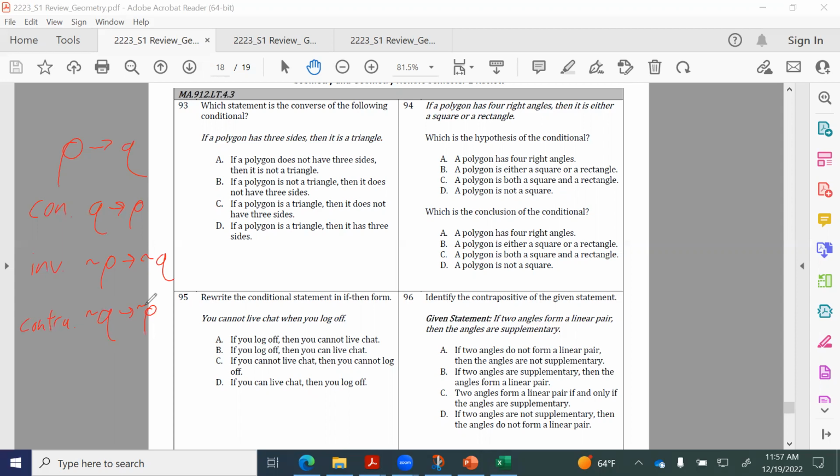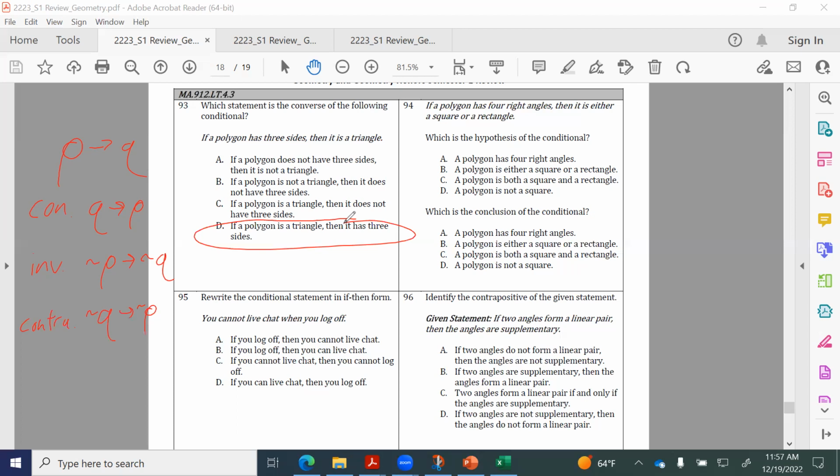So, in this statement, which one is the converse? If a polygon has 3 sides, then it's a triangle. So, if it is a triangle, then it has 3 sides. That would be D. Just switching, not negating anything.